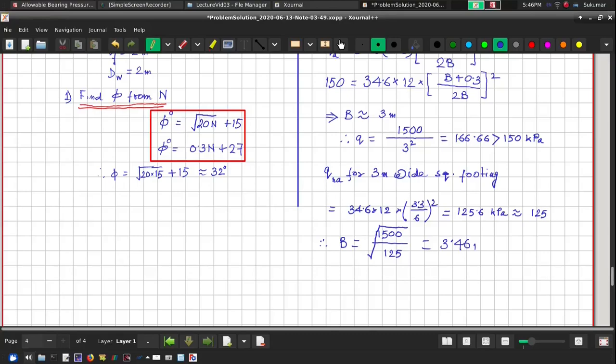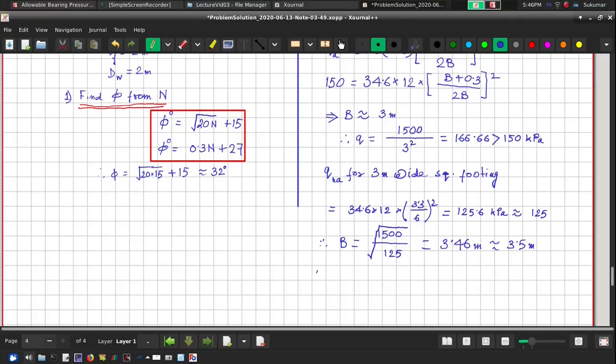3.46 meter, or nearly equal to 3.5 meter. Okay, so this is my second trial. Now for the third trial, we'll see, using B equal to 3.5, what is the net allowable pressure.